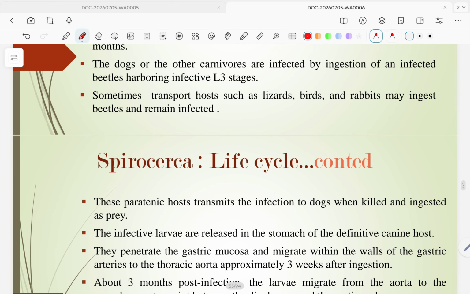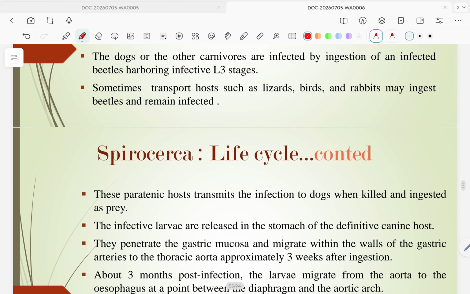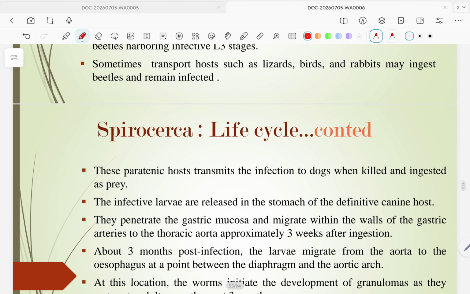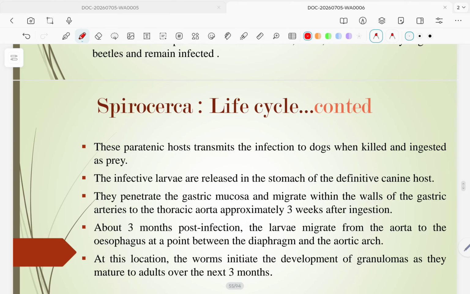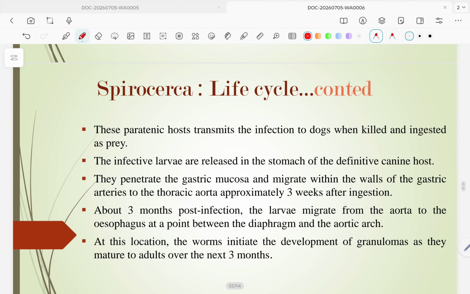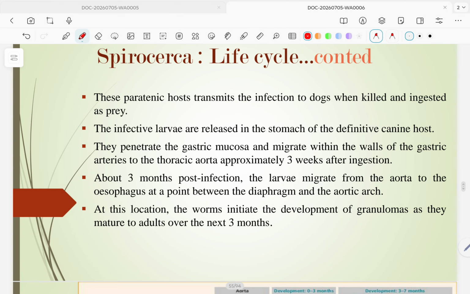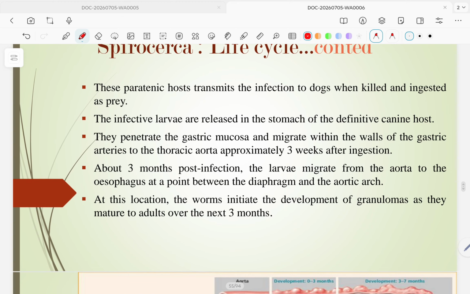Sometimes transport hosts such as lizards, birds and rabbits may ingest beetles and remain infected. These paratenic hosts transmit the infection to dogs when killed and ingested as prey.